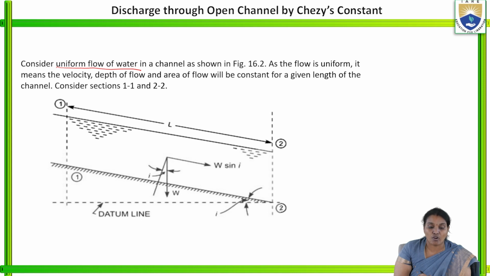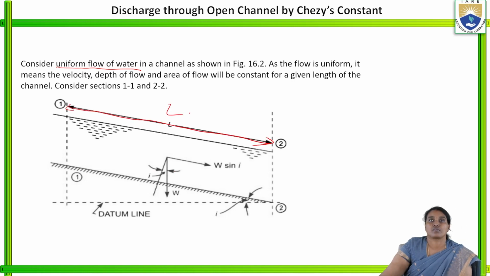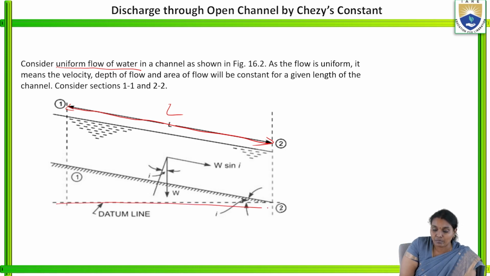As the flow is uniform, it means the velocity, depth of flow and area of flow will be constant for a given length of the channel. We know the definition: uniform flow means the velocity, depth of the flow and the cross-sectional area of flow will be constant for a given length of the channel. This is the given length of the channel L, and this dotted portion is the datum line.